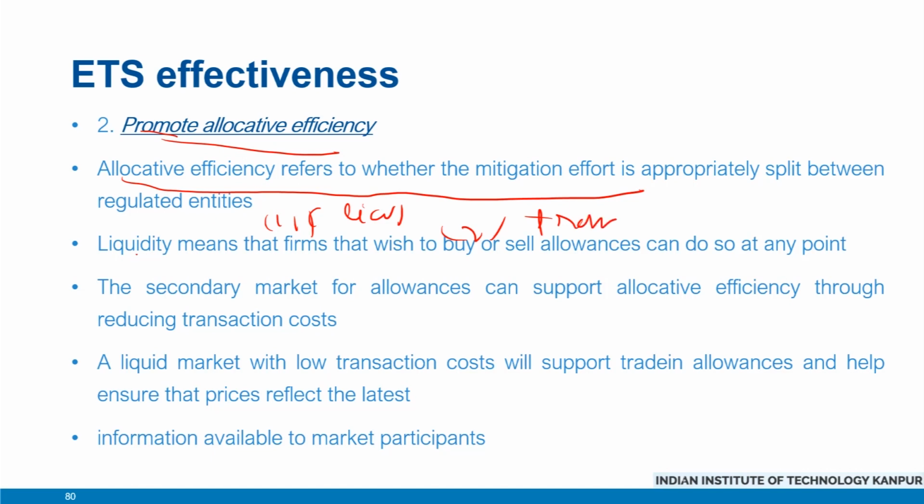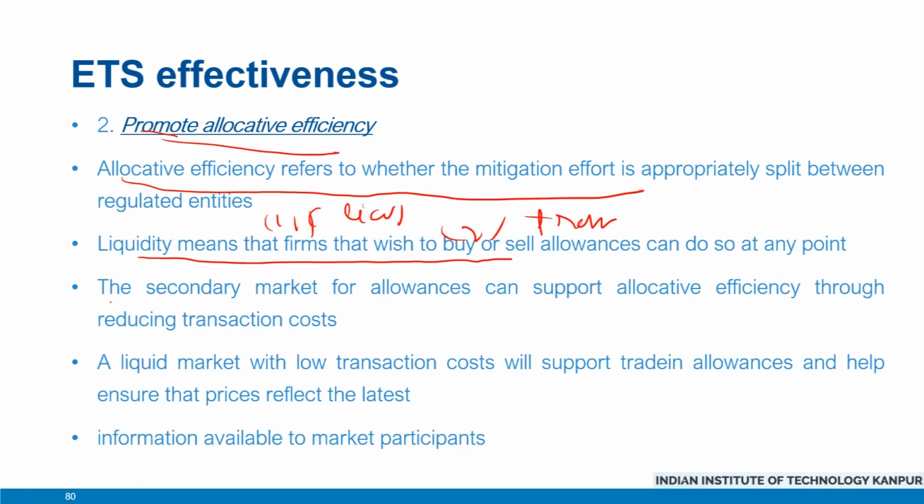Now here, liquidity means that firms that wish to buy or sell allowances can do so at any point in a very swift manner, enabling trade in allowances, which helps ensure the right entity cuts emissions. In a liquid market, firms that can reduce their emissions at a low cost will do so and can choose to sell their allowances to those that cannot reduce their emissions. So in this fashion, liquid markets also transmit a clear price signal to participants such that they can make informed choices regarding their trading strategies.